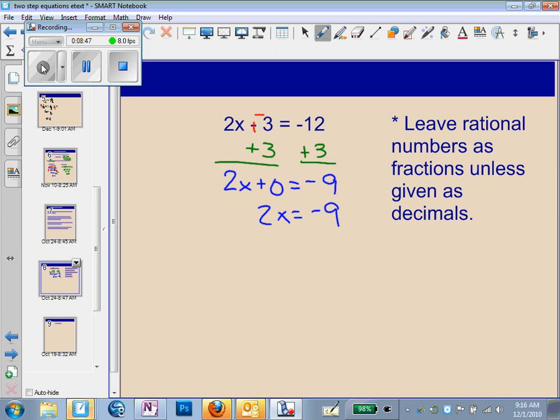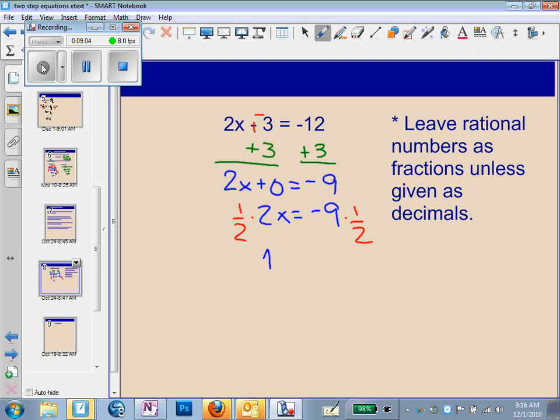Now we're going to multiply both sides by 1/2 because the number beside our variable is 2. And we want to get rid of the 2. The way we get rid of it is by multiplying by its reciprocal, which gives us a 1.